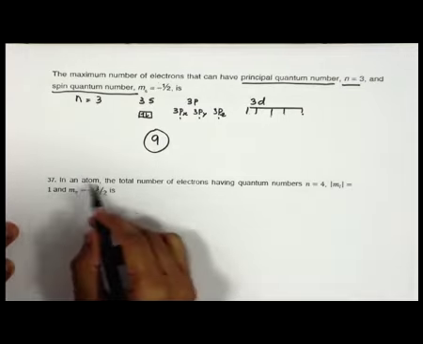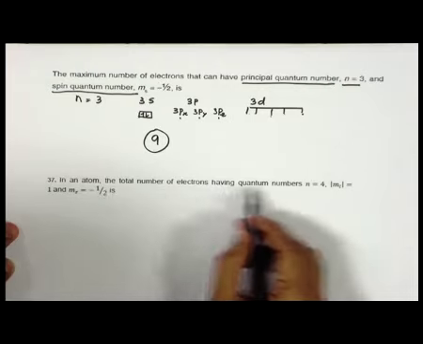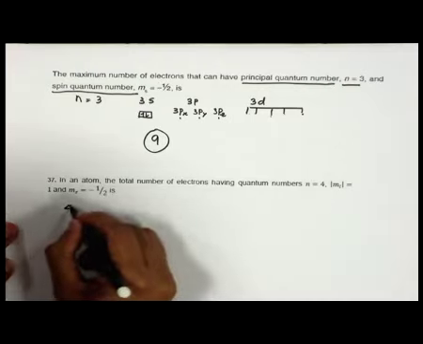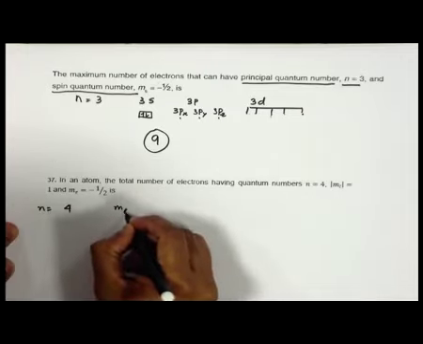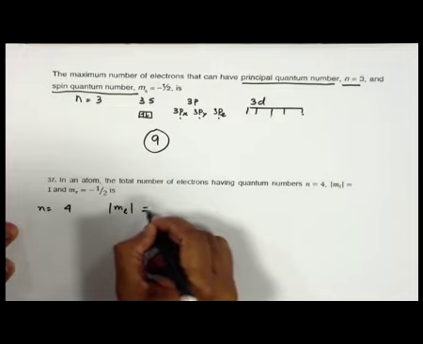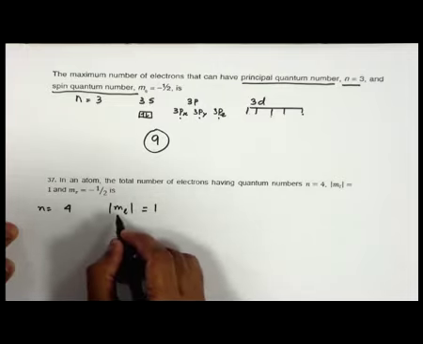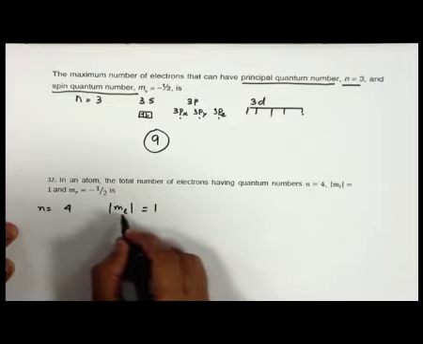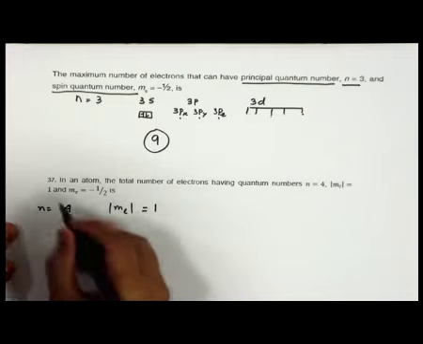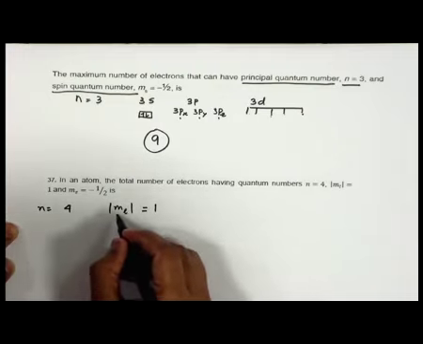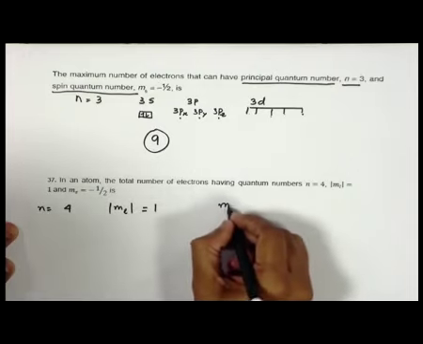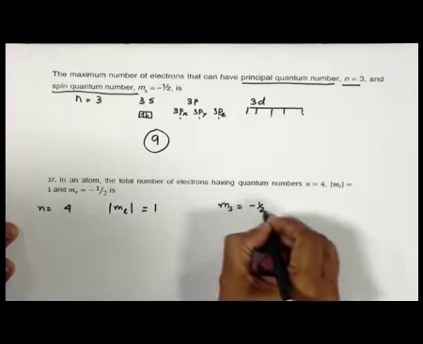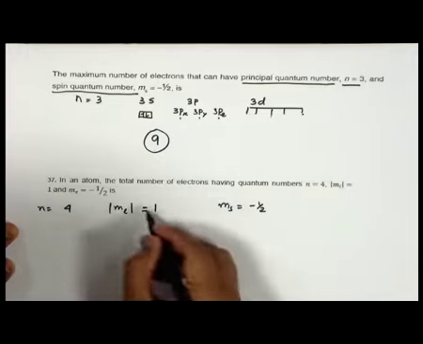It says that in an atom, the total number of electrons having quantum number n equals 4. So, n is 4. It also says the mod of ml is 1. What we called m during our discussion is called ml, because we have ml and ms. ml is the magnetic quantum number that we know, and ms is the spin quantum number. So, ms is minus half, mod of ml is 1.